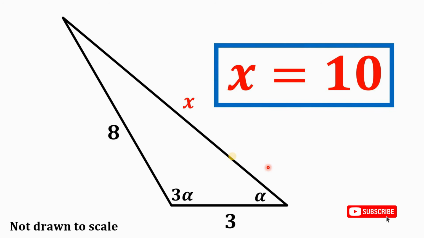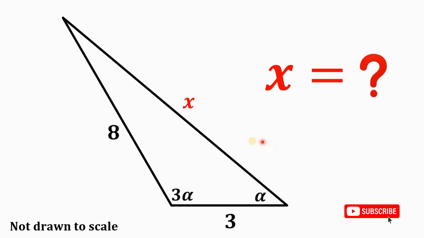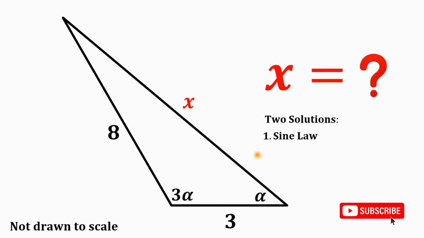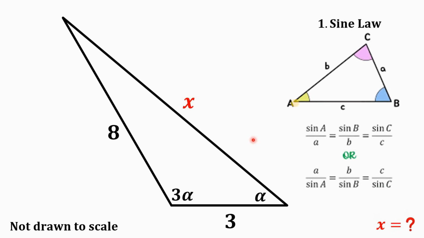And of course, the question is, how do we get 10? In this video, I will show you 2 different solutions. The first one is by using sine law, or the law of sine. And the second one is the cosine law, or the law of cosine. We have 2 different solutions and we arrive at the same answer. So let's begin with the first solution using law of sine, or sine law.